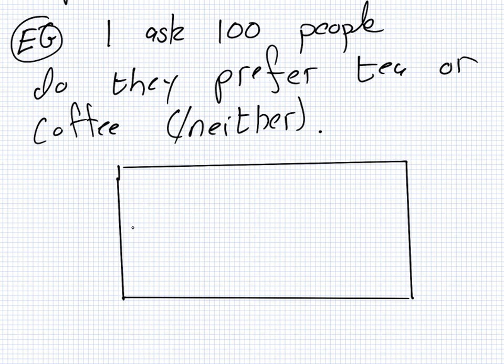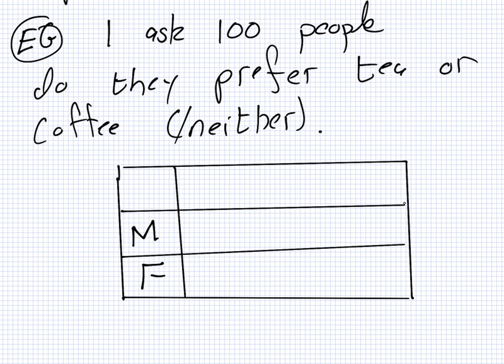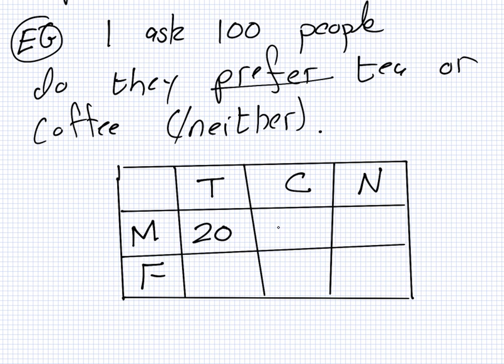So here are the male people and the female people that I asked. And these are the people who said they like tea, they like coffee, and neither. That's why I changed it to the word prefer rather than like. Tea, males, 20 said that. And then 20 of the men also said they prefer coffee, and then 20 said neither. And for female, it's 10, 10, and 20.